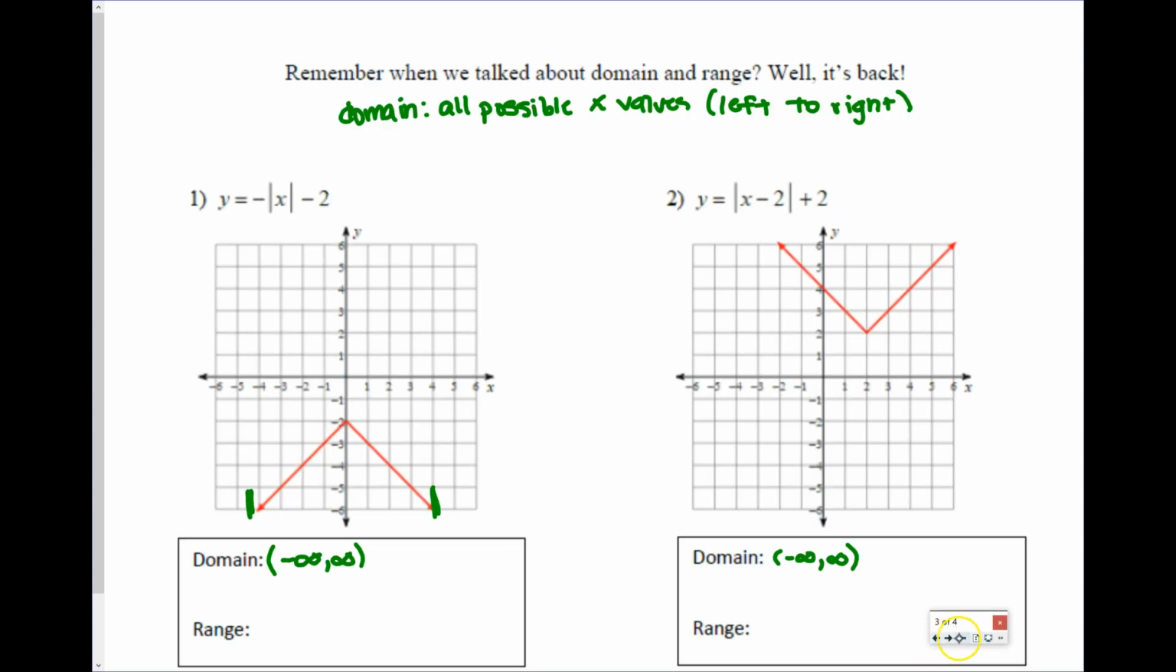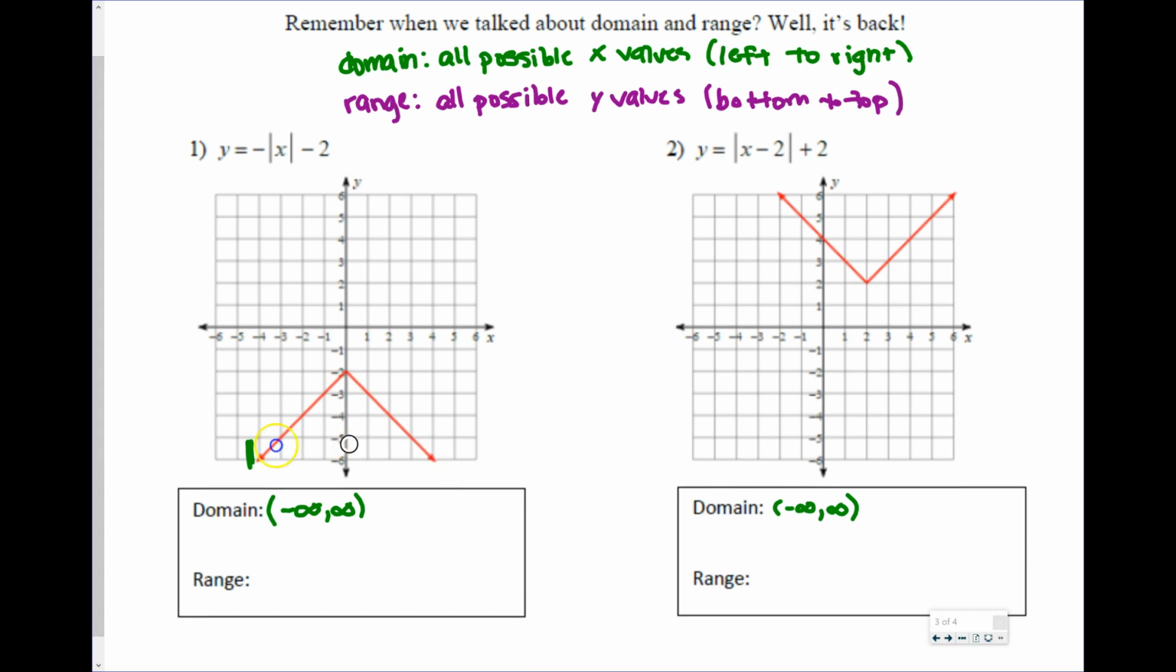The tricky part then is finding the range. Now range is all your possible y values. Okay, and that is your bottom to top points. So for this first one, I'm going to erase the green here, where does this graph go down? Where's the stopping point on the bottom? There isn't a stopping point on the bottom because you've got these arrows here. They go on forever and ever. So your lowest y value is -infinity because it goes on forever.